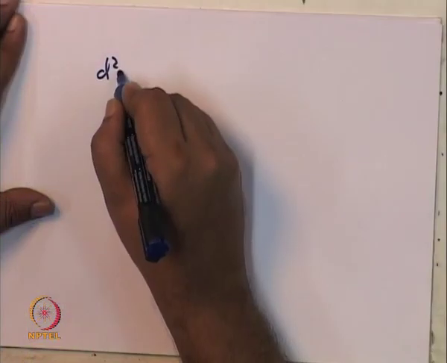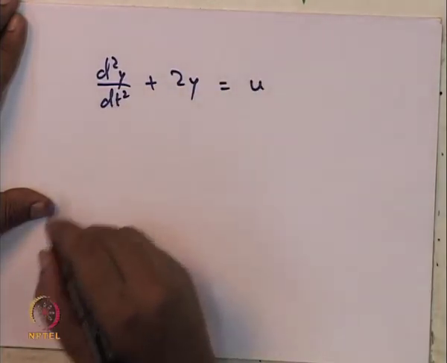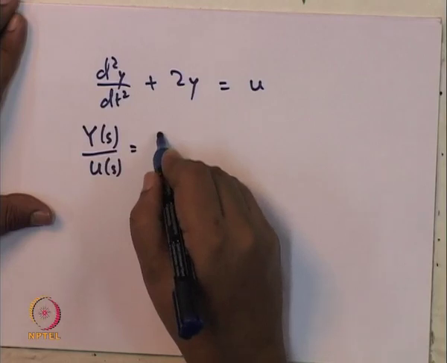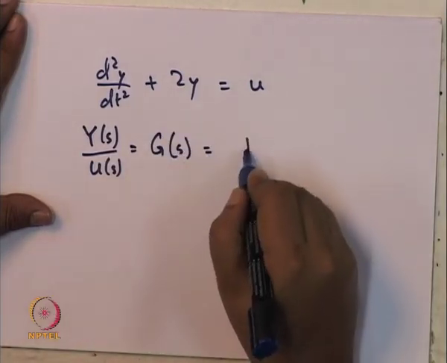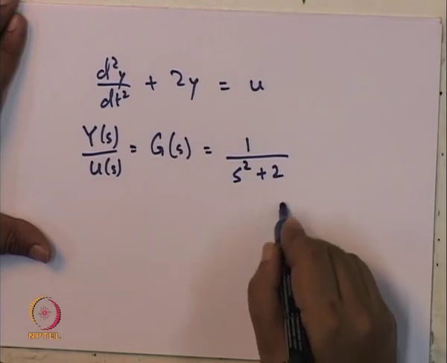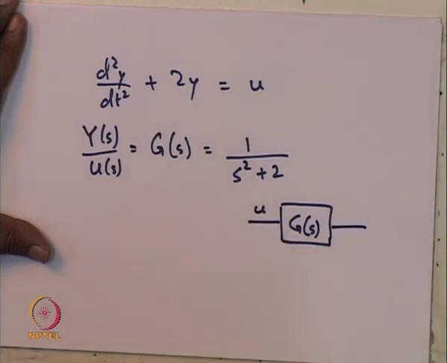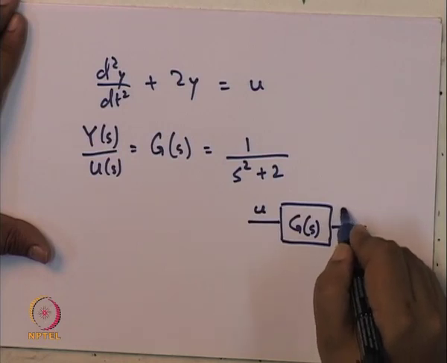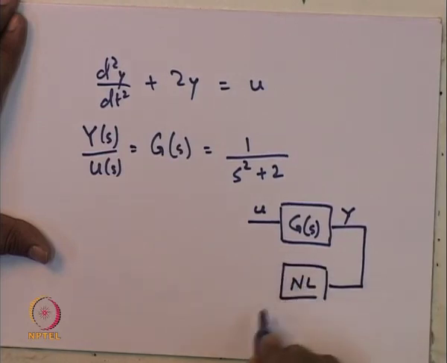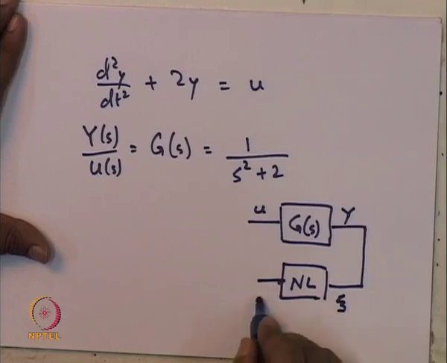If you look at that system d2y/dt squared plus 2y equal to u, this is a linear system which has transfer function given by Y(s)/U(s). This is the transfer function G(s), which is equal to 1 upon s squared plus 2. So now let's think of this G(s) in this way, and here is the input that you give, which is u, and the output that you get for this, which is y. You take this y and put it to a non-linearity, and this non-linearity has the characteristic that if the input to the non-linearity is psi, the output is psi squared.